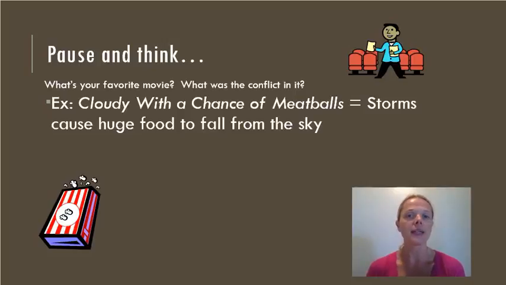An example is Cloudy with a Chance of Meatballs. My children watched that this morning in the rain. And there are these big storms that are causing huge food particles to fall from the sky. The entire movie is set around making these storms go away, and how do they get them to stop.